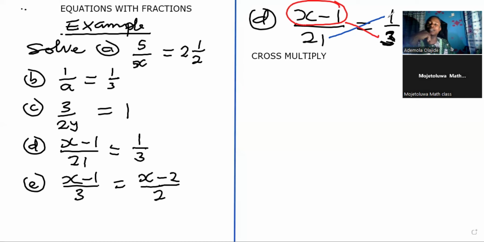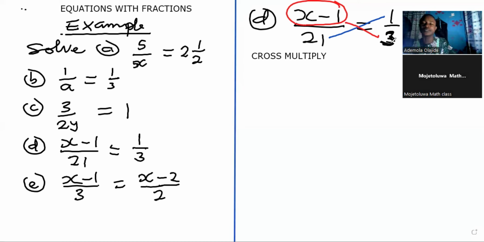When you are cross multiplying, the number at the bottom of the fraction on the left side of the equal sign will come and multiply the top number of the right fraction, the fraction at the right side of the equal sign. The top of it will multiply the bottom of the left fraction, while the top of the left fraction will come and multiply the bottom of the right fraction. You just cross them like that. Do you get? Yes. Okay.